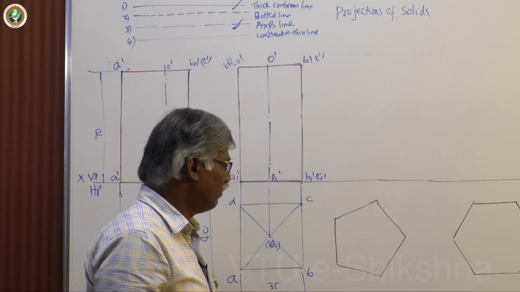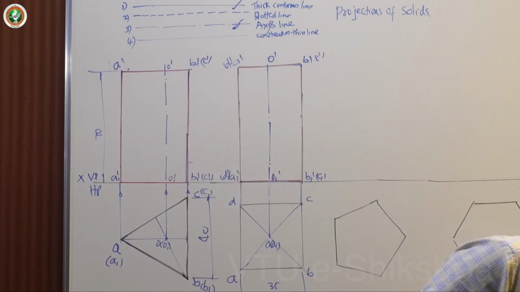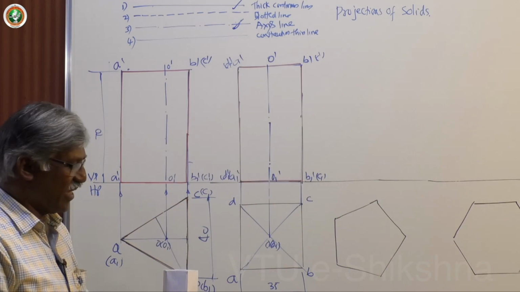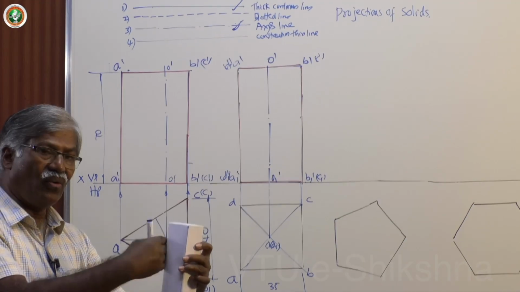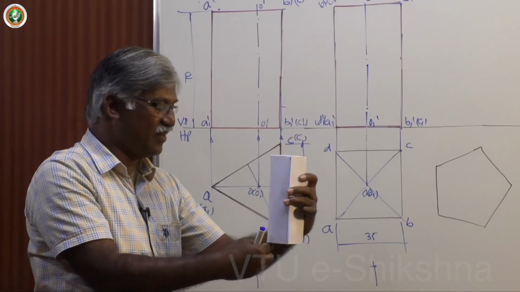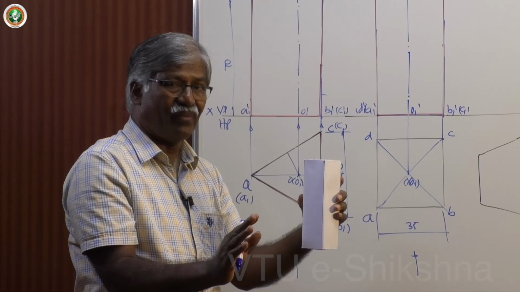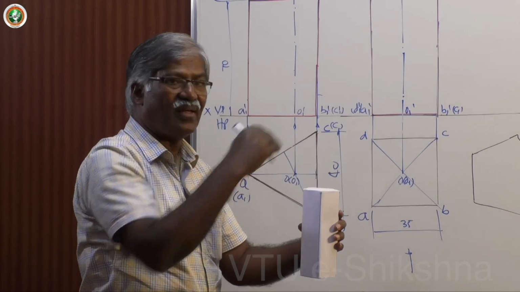Similarly, pentagon, I have the top face and base. It is actually having one of the rectangular faces perpendicular to VP, or one of the base edges perpendicular to VP. So what about the other sides? Let us not worry about that. If he says one of the base edges perpendicular, you keep it accordingly, you will get it.